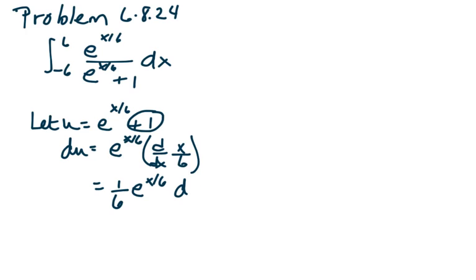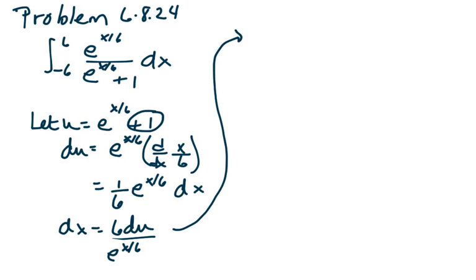So if we solve for dx here, we get dx is equal to 6 du over e to the x over 6. So let's make the substitution. I'm going to come up over here so we can continue this.